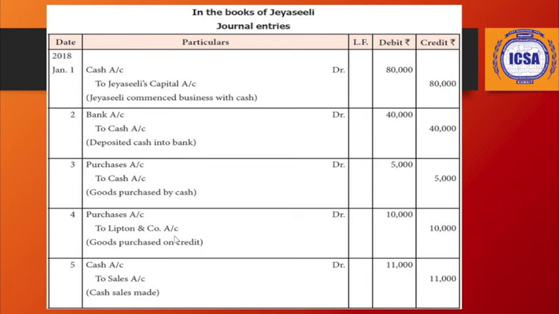Then we can see the next transaction, that is a credit purchase. Goods purchased on credit, amounting to 10,000.